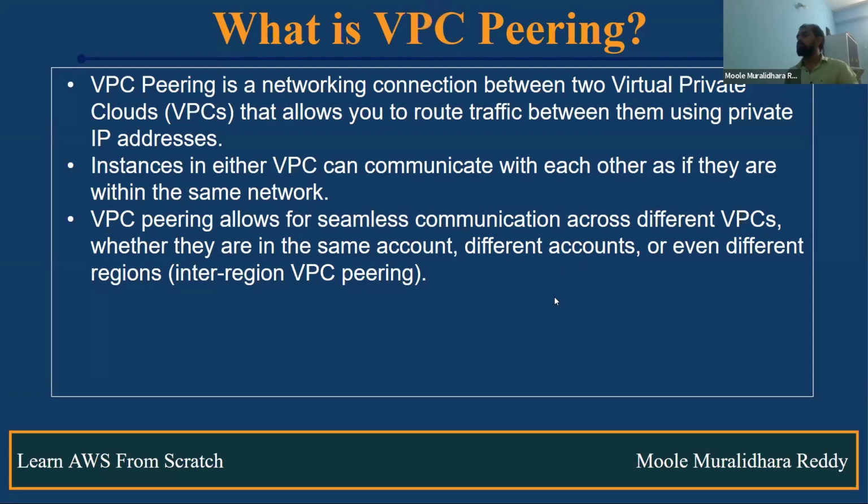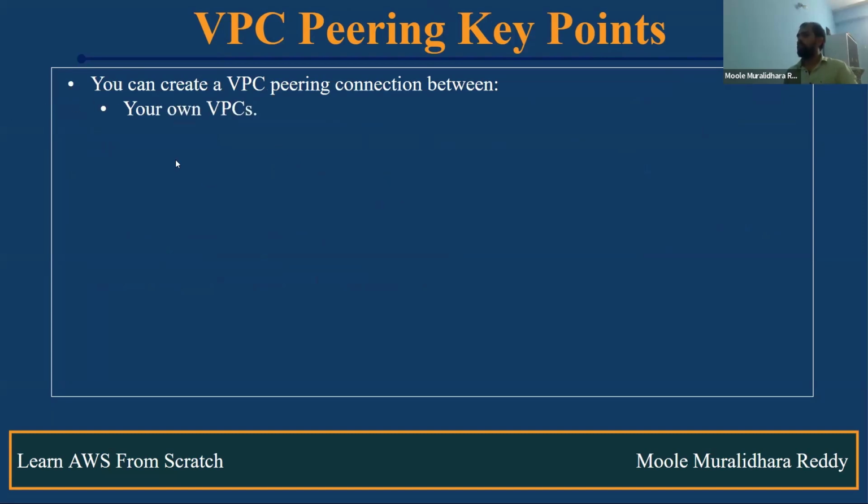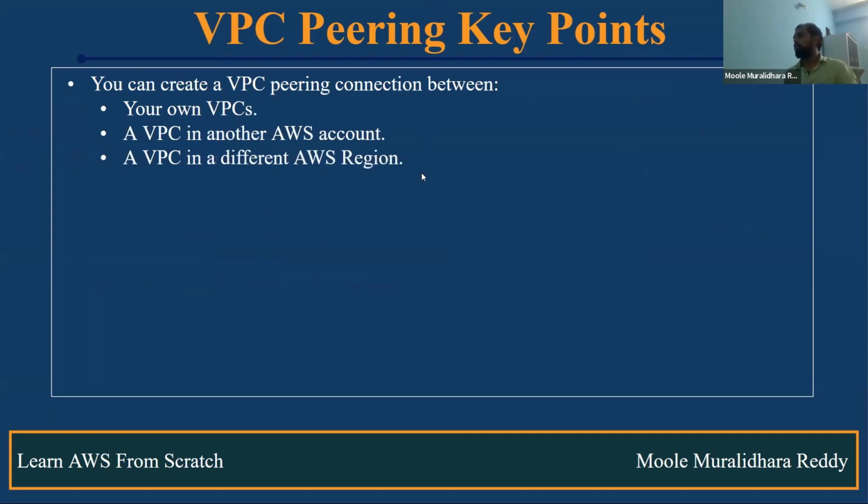Once we set up the peering connection, resources inside the two different VPCs can communicate with each other. Coming to the key points, first, you can create a VPC peering connection with your own VPCs, or with a different AWS account, and also across different regions. Within the same or a different AWS account, in the same region or different regions, we can set up the VPC peering connection.